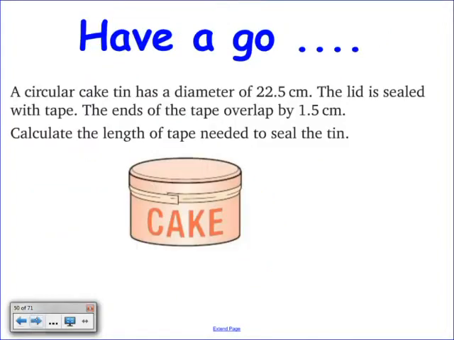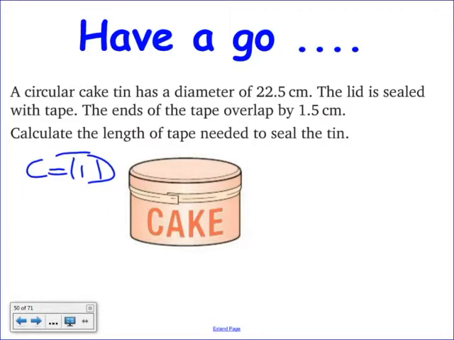It's really straightforward. So here's a little question for you, okay? A circular cake tin has a diameter of 22.5 centimetres. The lid is sealed with tape. The ends of the tape overlap by 1.5 centimetres. How much tape do I need to seal the tin? So how do we work out the circumference of any circle? What's the equation or formula we use? Circumference equals pi times D. So this is the thing that's going to help us solve this one.